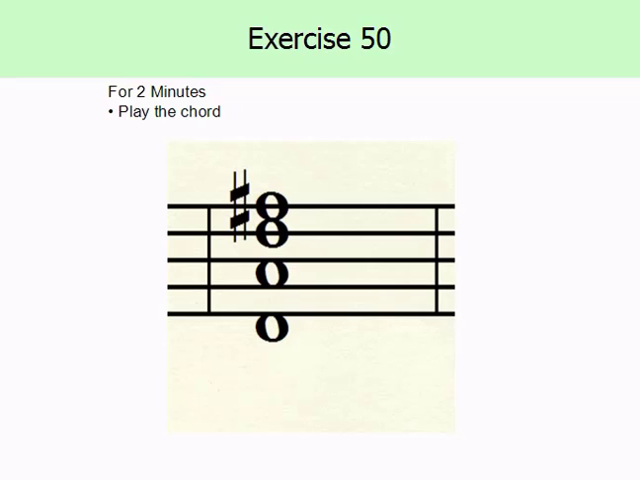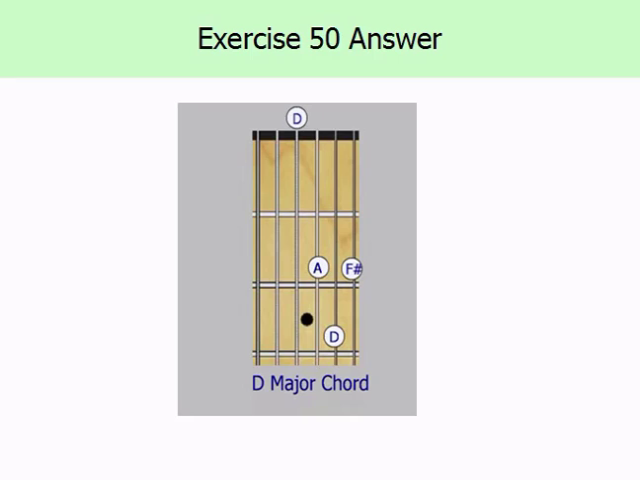Exercise 50. Play the chord. What is it? What's that bottom note? You know it by now. You know that's a D. And there's an A, another D, and an F sharp. What chord does that make it? A D major chord. All right.